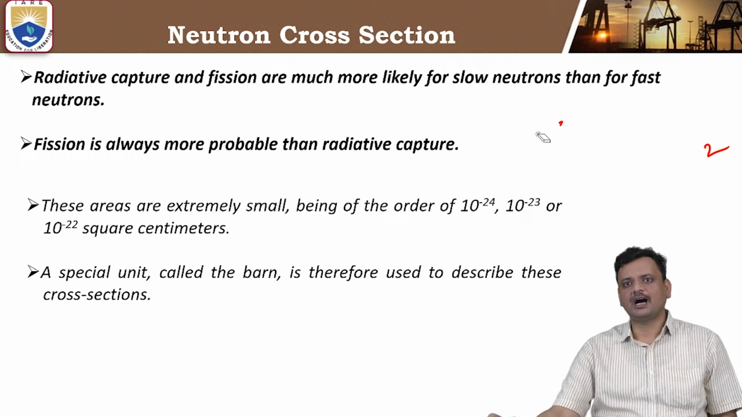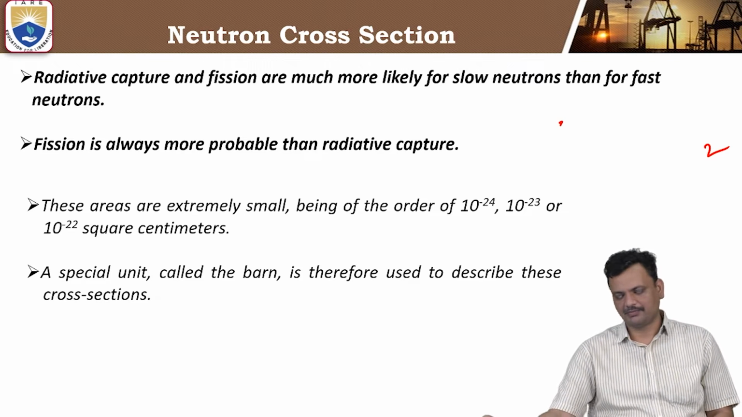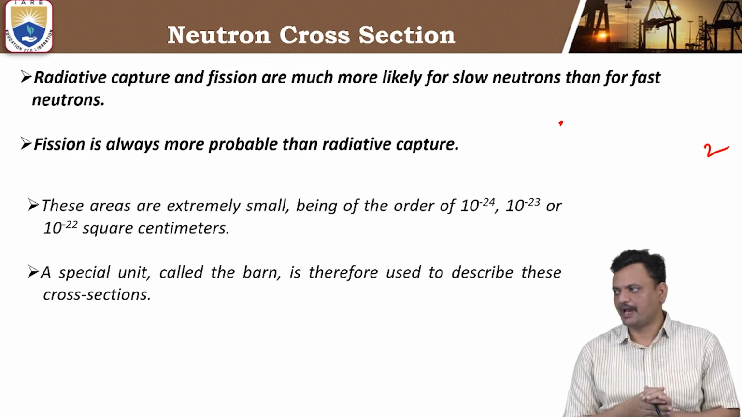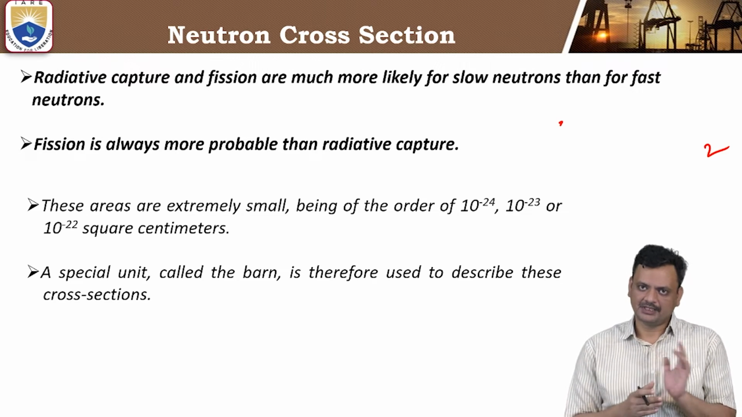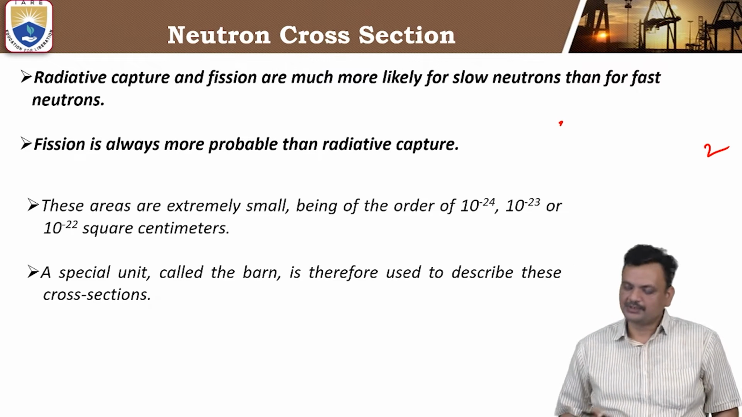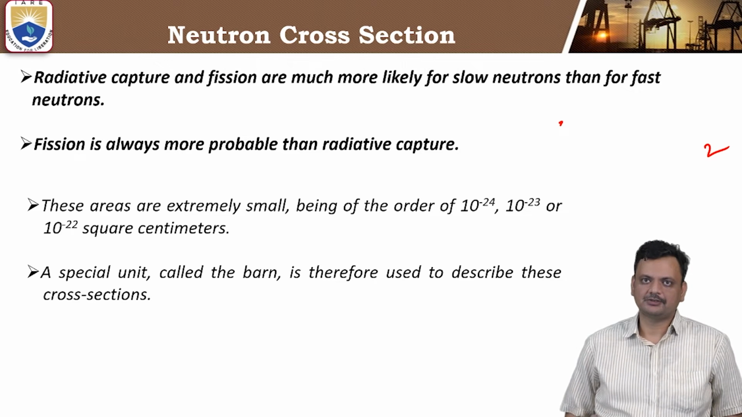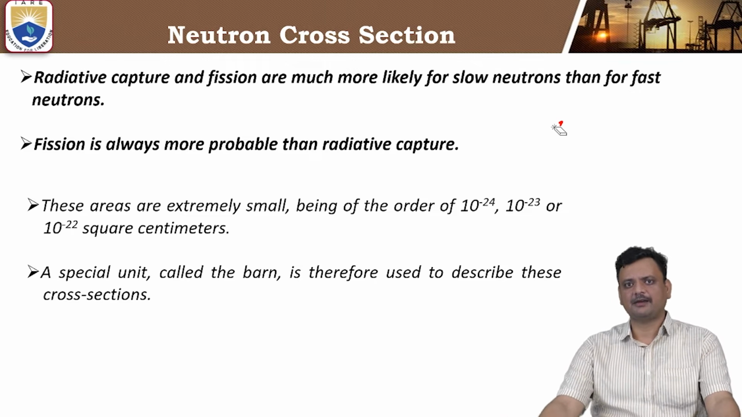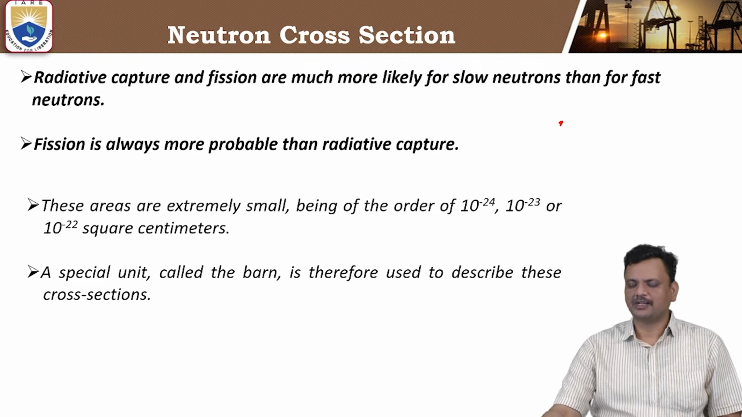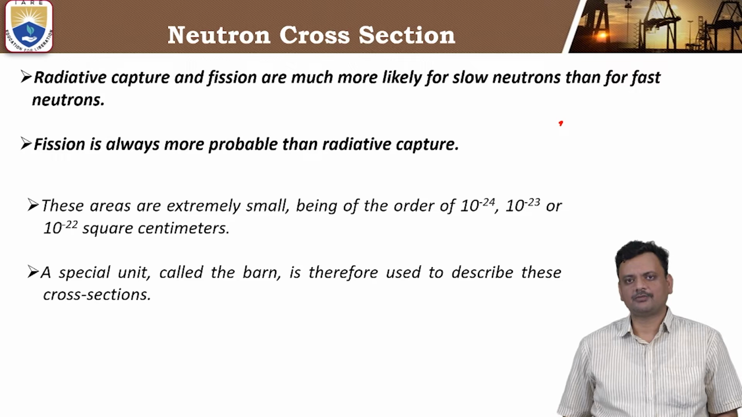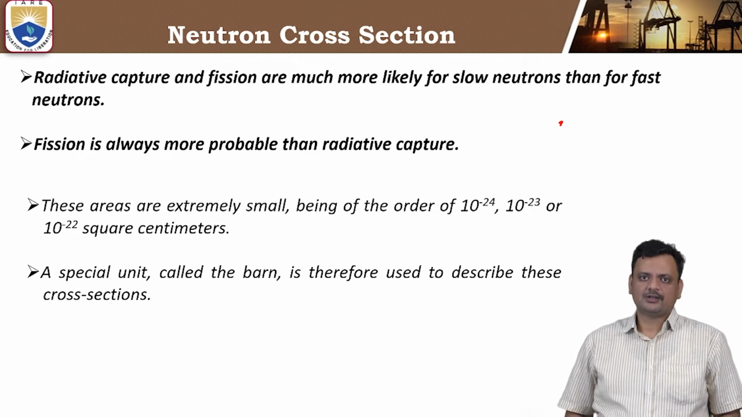The second thing is that fission is always more probable than radiative capture. So in a comparison between fission and radiative capture, fission is more probable, meaning there is a greater chance that fission will happen compared to radiative capture. Now I have explained radiative capture. What fission is, I have already explained in my previous lecture. If you want to know what fission is, go to my previous video lecture.